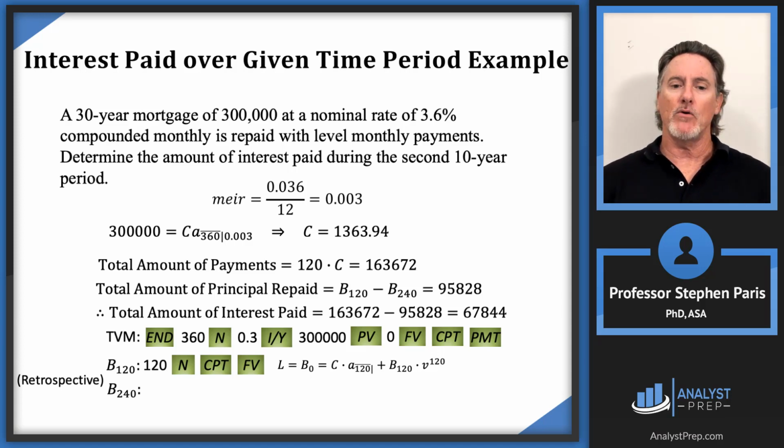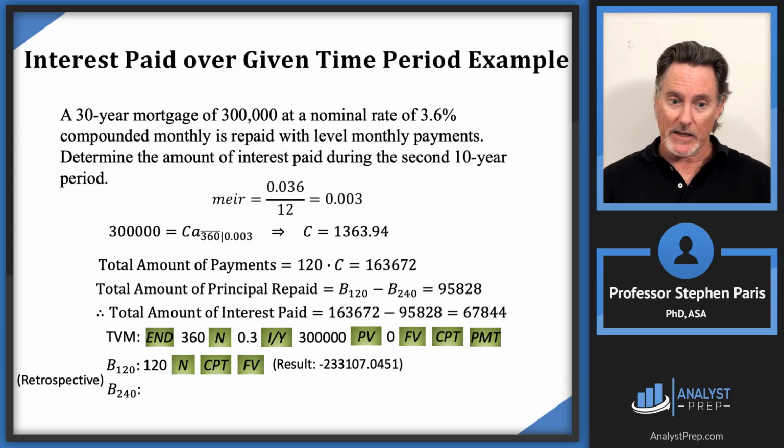And then when I compute the future value, it's going to come out with the same plus or minus sign, because I look at the equation and I see that the payment, the cap C and the cap B sub 120 both have a plus in front of them. So if I put the payment in as a negative, then the cap B sub 120 value is going to come out as a negative. And sure enough, when I go through these keystrokes and I change the end value to 120 and I compute the future value, the result comes out in my calculator as a negative 233,107 number.